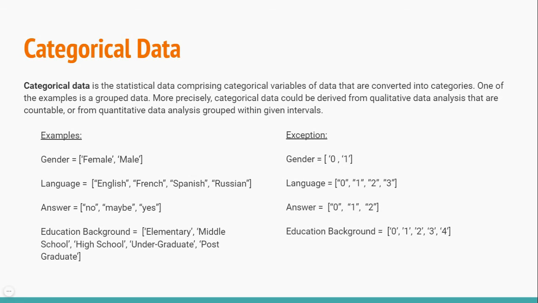Now there's an exception to note here. Categorical data can use numerical values, but these numerical values have no mathematical meaning. The numbers only enable you to group them into a category. For example, if you have a variable in your data that identifies gender, we can use 1 for male and 0 for female. Maybe you have answers to a question as a variable in the data that you're using. We can have 0 for no, 1 for maybe, and 2 for yes.